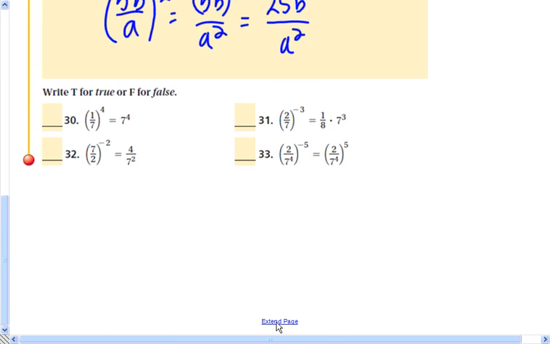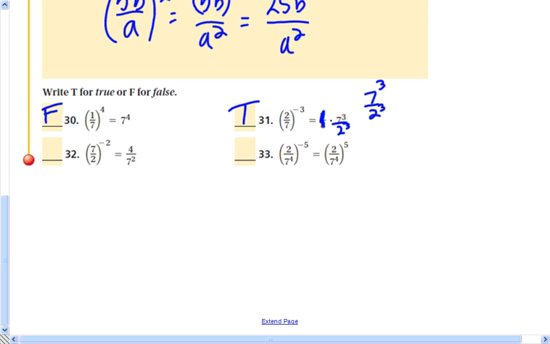Okay, again, some true-false problems here. 1/7 to the 4th. If we multiply 1/7 by itself 4 times, that will not be equal to 7 multiplied by itself 4 times. So that's a false. Number 31. Remember, that's equal to 7 over 2 to the third power, which is 7 to the third over 2 to the third. And 1/8 is the same as 1 over 2 to the third. So, yeah, those are the same.